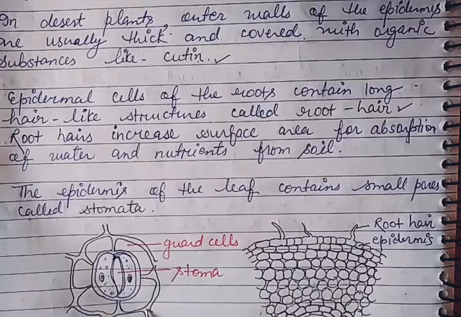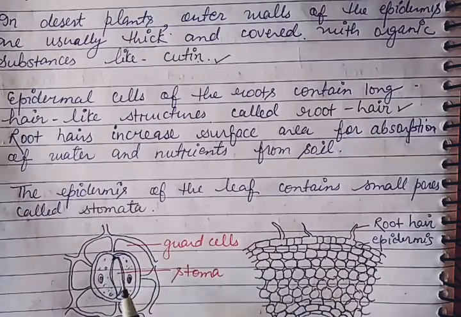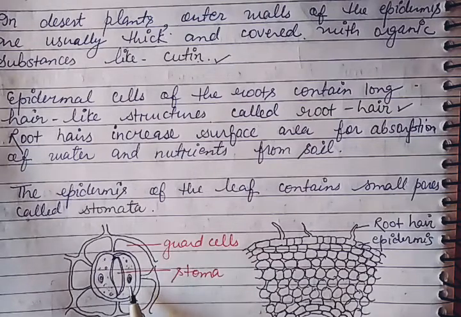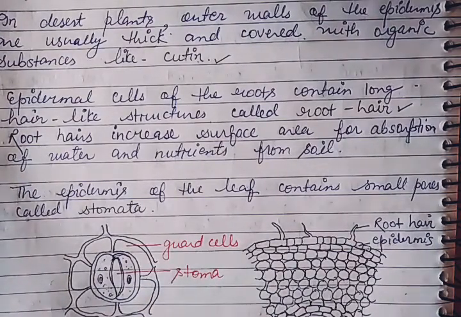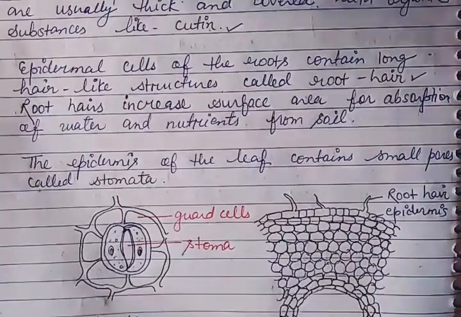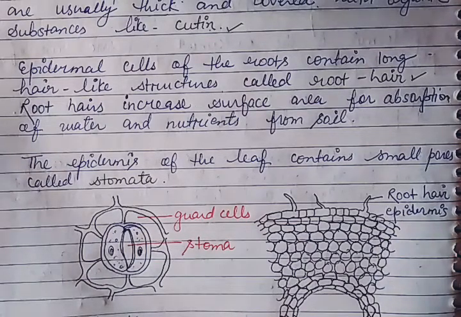Like you can see in this diagram, this is the opening, singular known as a stoma, and these are the guard cells. This opening is guarded by two bean-shaped cells called guard cells, and it is responsible for the exchange of gases and for transpiration in the plants. So you can say that the stomata are part of the epidermis, and the root hairs are also part of the epidermal layer of the plants.